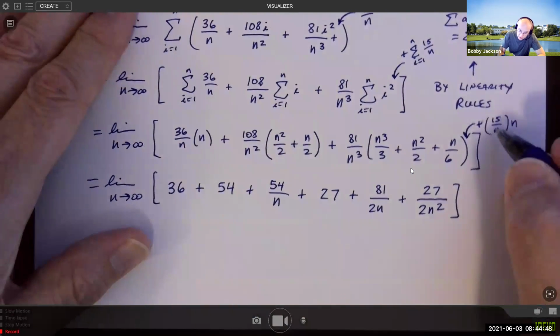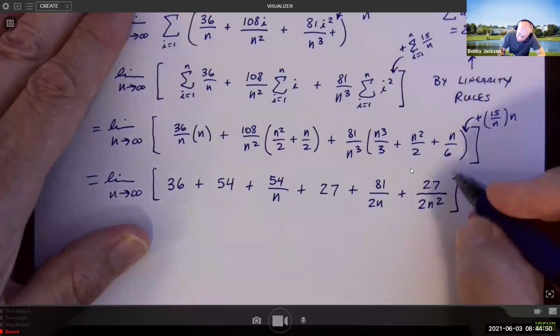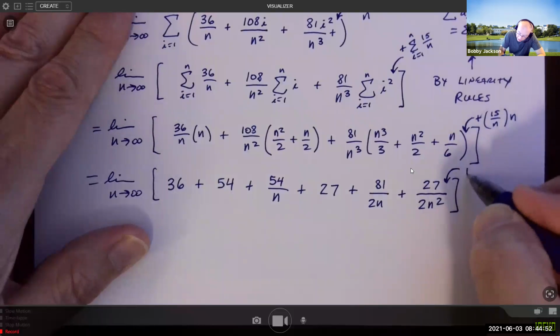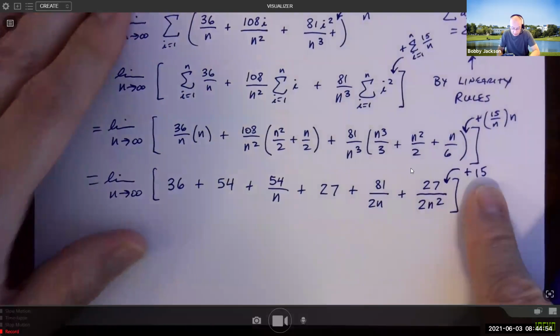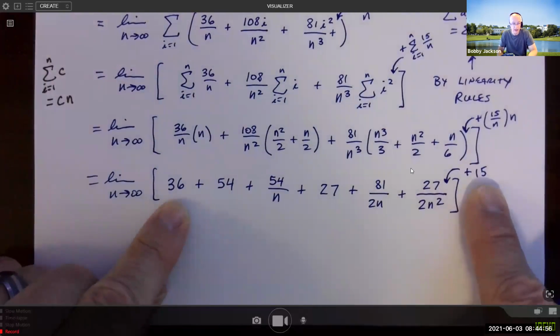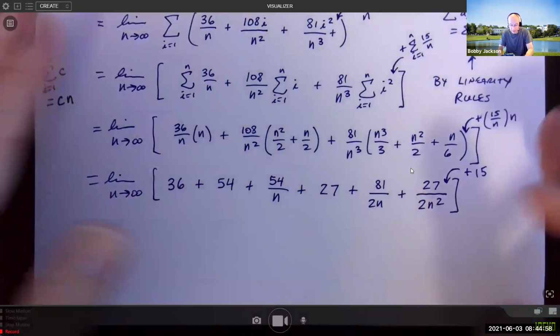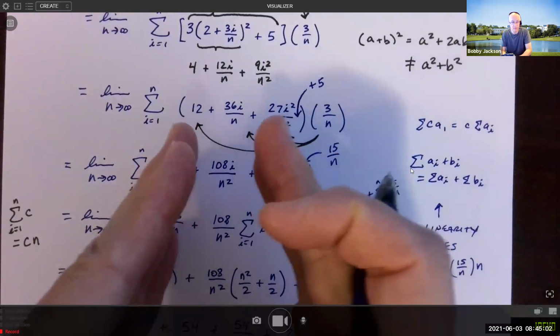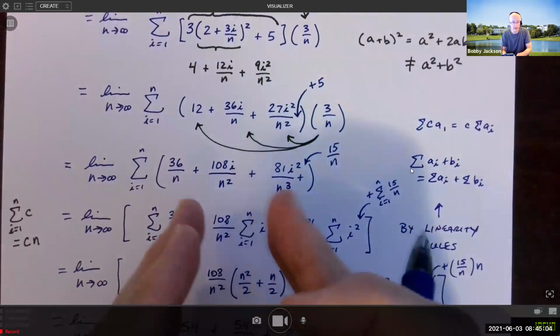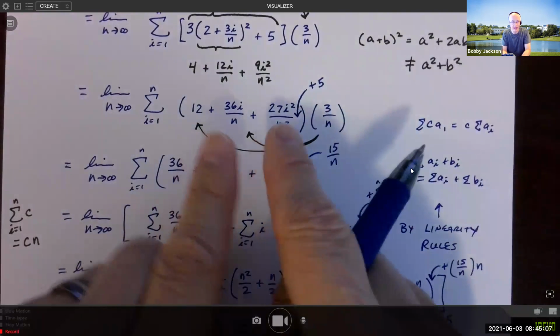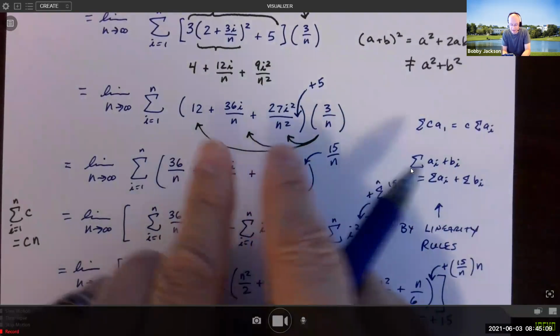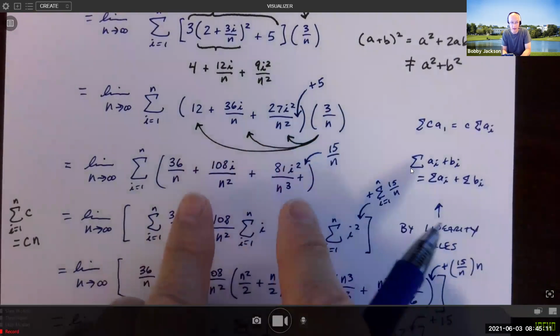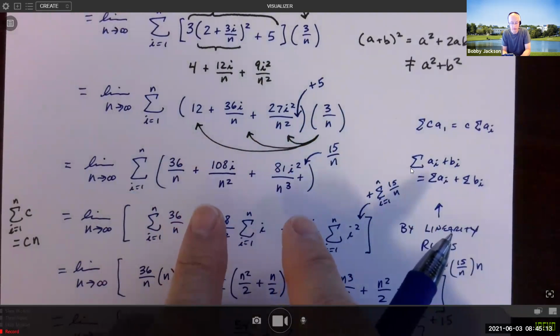Whereas over here, when I do 15 over n times n, I'm going to add in 15. But of course, 15 plus 36 again is 51. So I would rather combine it up here. Had I not messed up, I would have combined it correctly here and then continued on. So in other words, I would combine any like terms in here before going down and proceeding. Okay.